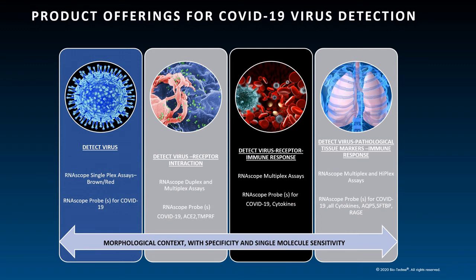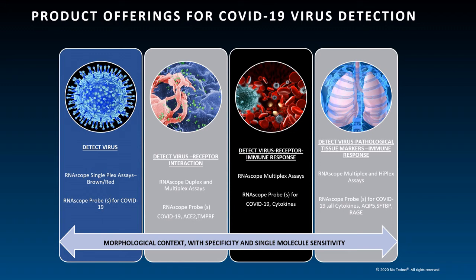So the RNAscope product offerings can be applied across a wide range for COVID-19 viral detection, starting with understanding or detecting the virus itself using our singleplex assays. Using our duplex assays, you can look at or understand the virus receptor interaction. We know some of the common receptors that were used in the field early during this research were ACE2 and TMPRSS2, so we have probes available for those already.